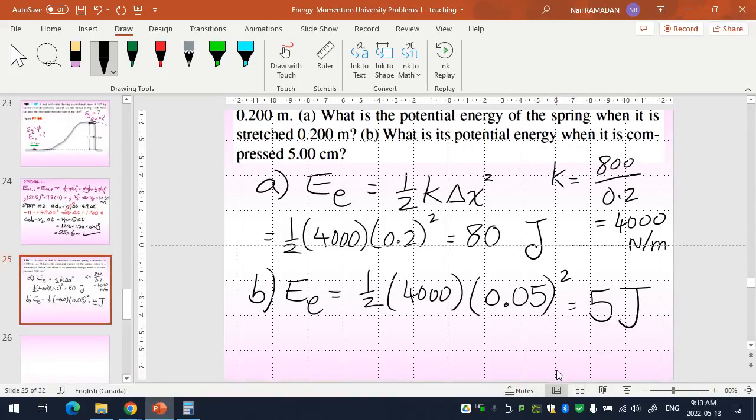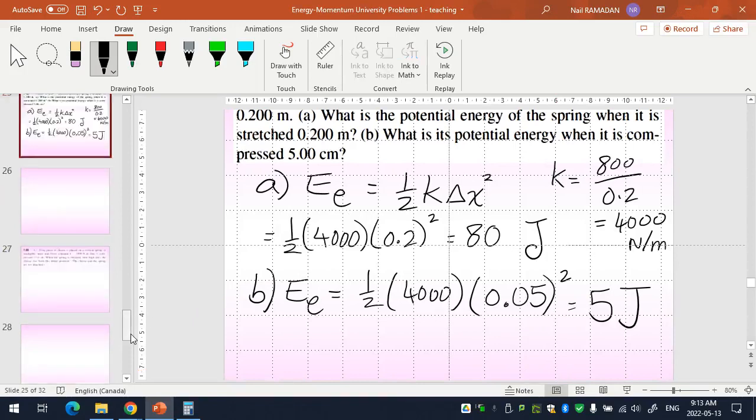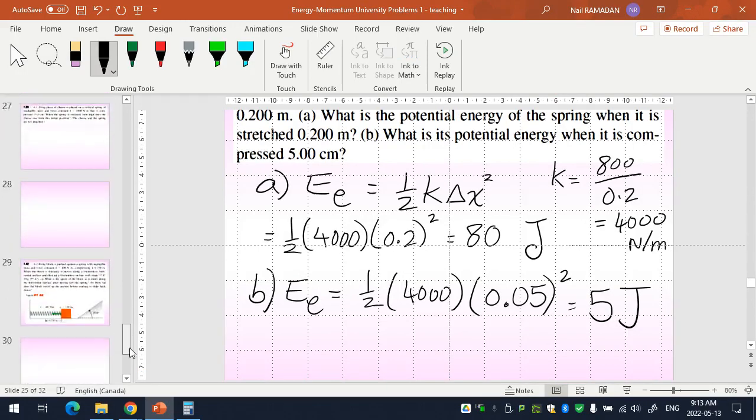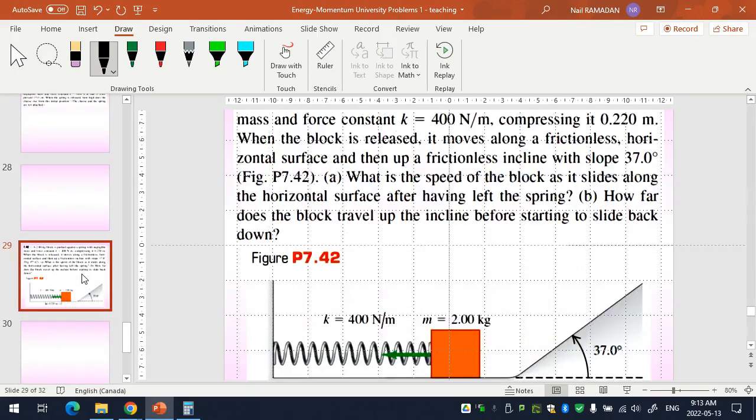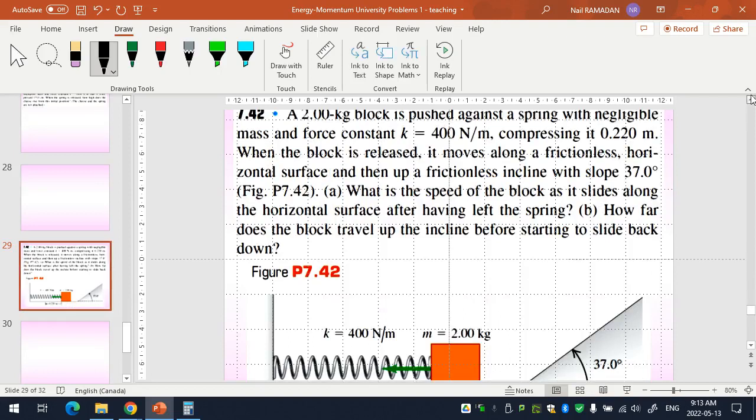Okay, we have 2 problems left. This one and this one. Everyone, I'm going to do this one for today. Okay, this definitely looks more interesting. So what's happening here? The question is saying a 2-kilogram block is pushed against a spring. So the first thing you do is push it against a spring and you hold it.